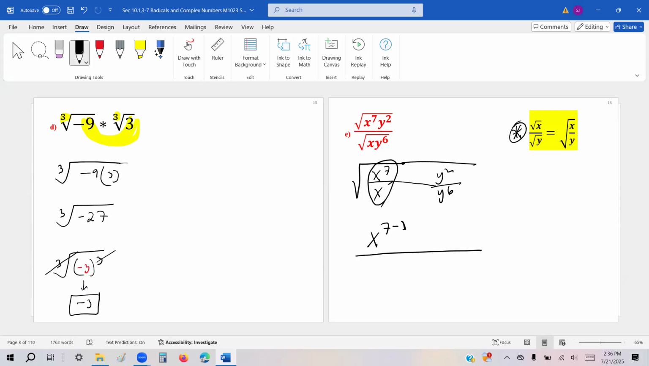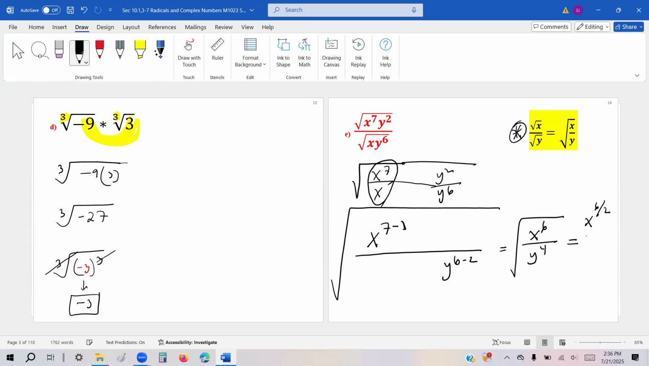But for the y, which one is bigger? So we keep the 6 and subtract the 2 from the numerator. And we have the square root. So we have square root of x to the 6 and y to the 4. And then we separate: square root of x to the 6 and square root of y to the 4.